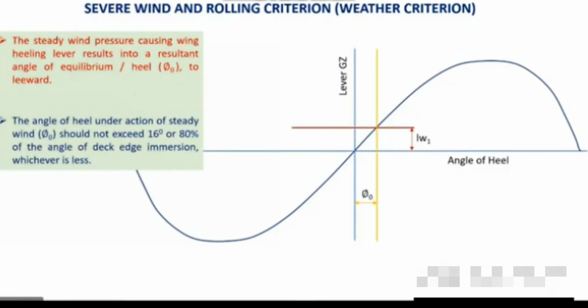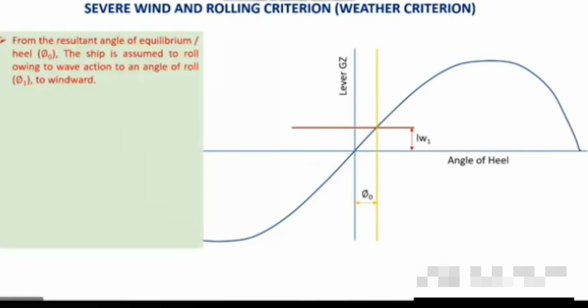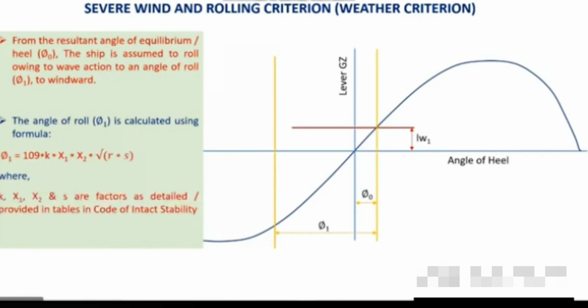Now, from this condition, the vessel rolls into the wind, that is to the windward, under the action of the wave. From the resultant angle of equilibrium phi 0, the ship is assumed to roll owing to wave action to an angle of roll of phi 1 to the windward. The formula for calculating phi 1 is based on formulae and tables contained in the Code of Intact Stability.